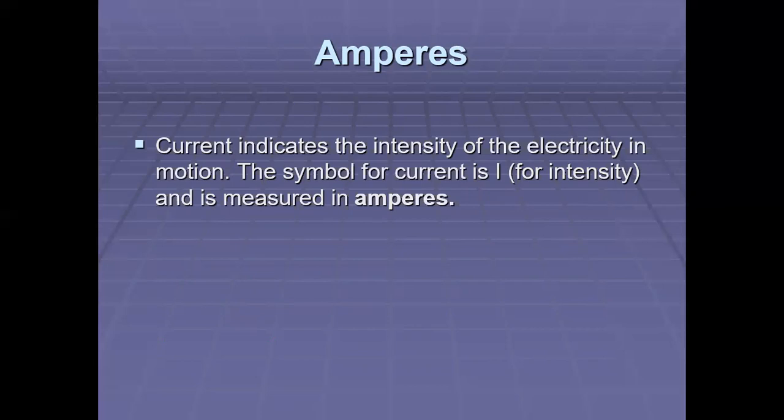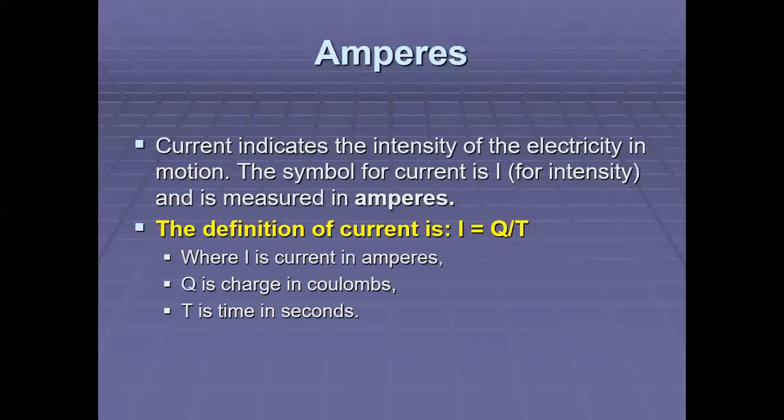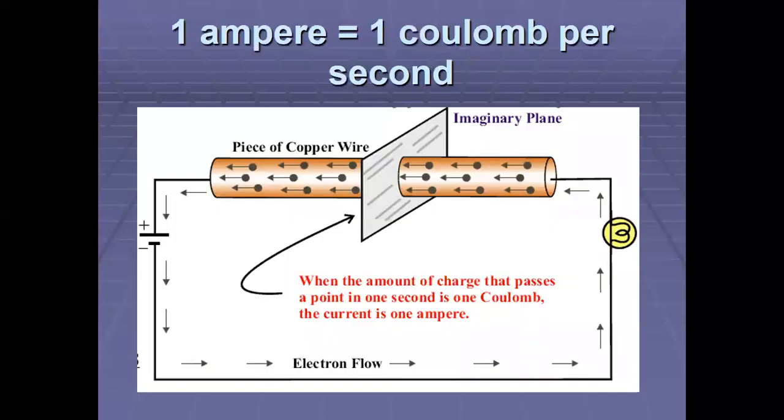Current actually indicates the intensity of electricity in motion. So it's due to intensity, its symbol is I, and it is measured in amperes. I equals the movement of charge per unit time, so Q over T. I is the current, Q is the charge in coulomb, and T is the time in seconds. So 1 ampere is 1 coulomb per second.